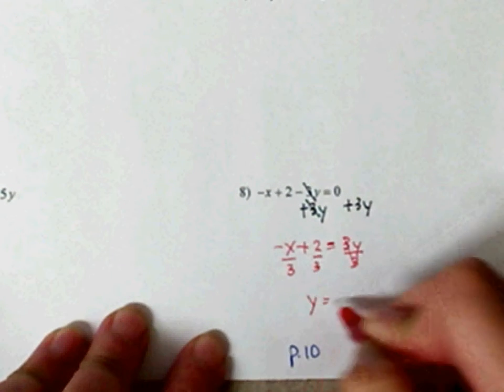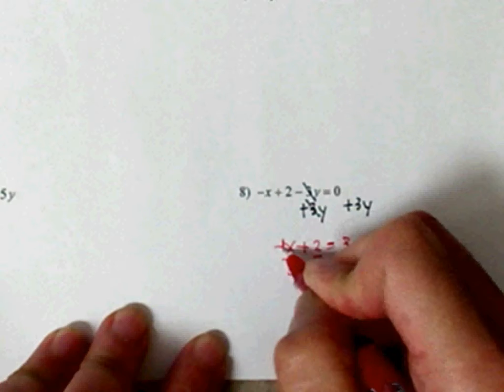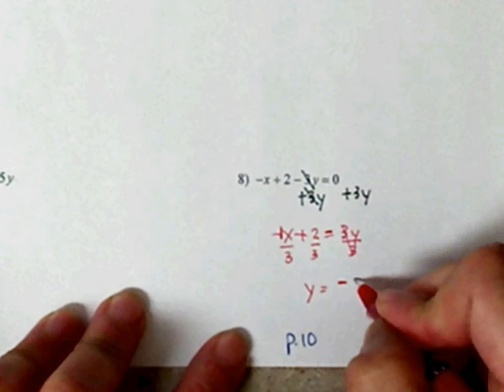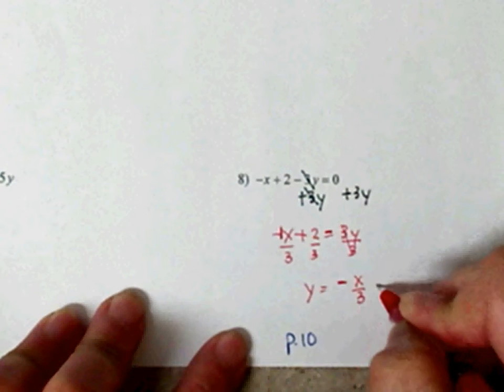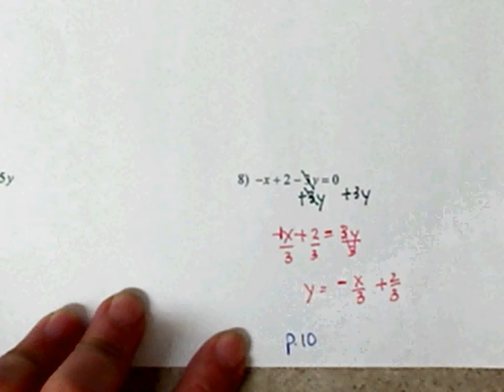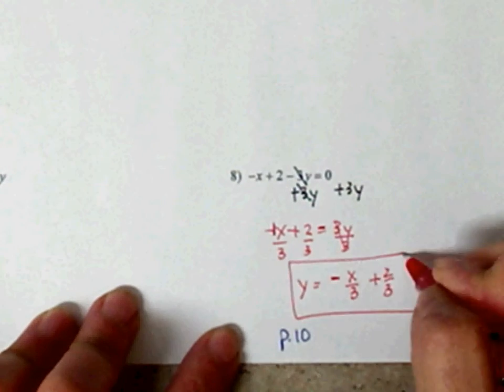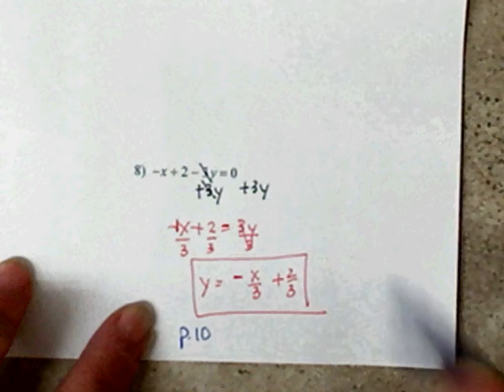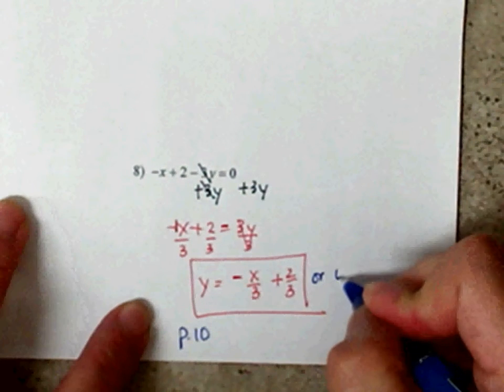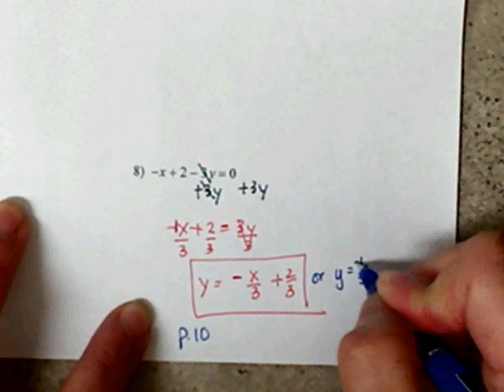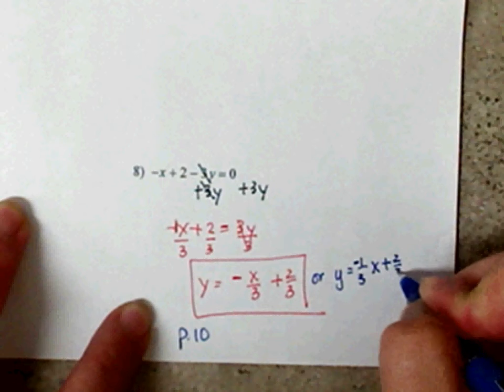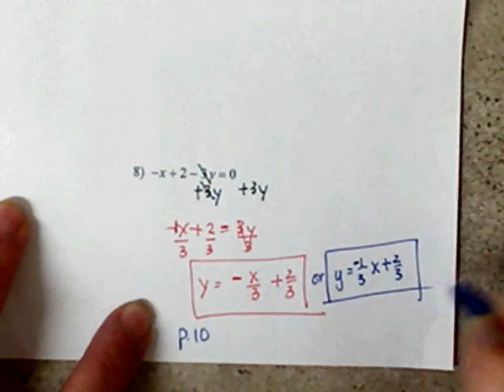So y is equal to negative x over 3 plus 2/3. There's a 1 here, that's why I wanted to do this one. And there you have y equals mx plus b. Or you could write it like this also, y equals negative 1/3 x plus 2/3. And there you have it.